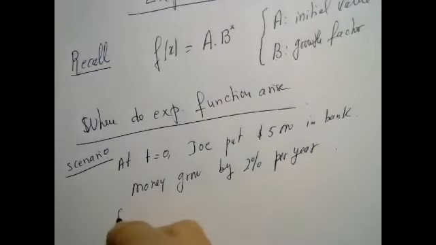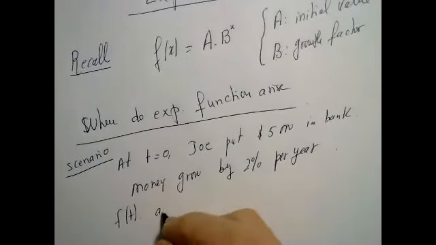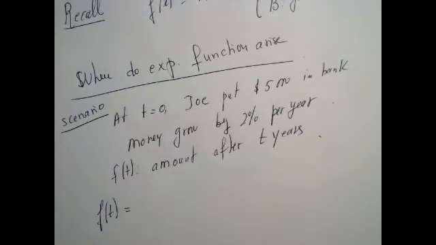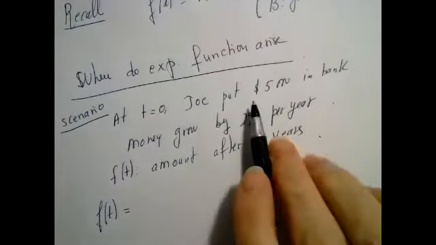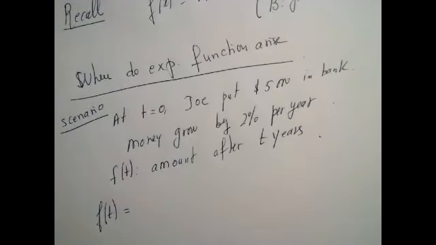So you put 5,000 and your money grows by 2%. Suppose we call the amount f of t, and let us say this rate continues. So the amount after t years, that's a typical exponential scenario. What is f of t? Who can put the formula on chat for me? You start with 5,000, your money grows by 2% a year. How much will you have after t years, assuming the same rate continues, with no change at all? Put it on chat quickly.